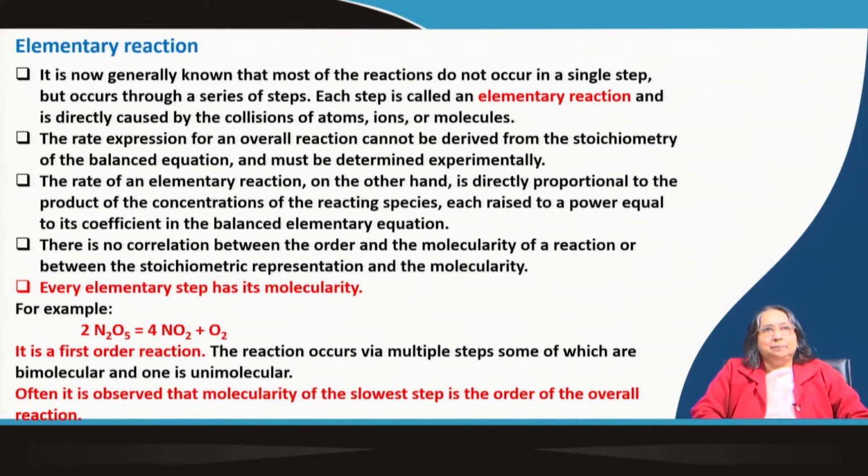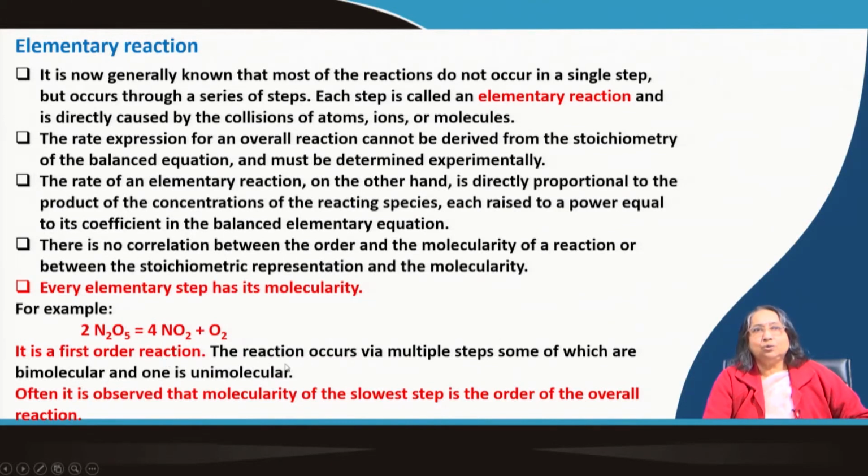Now, here is an example: nitrogen pentoxide. When decomposed, it produces NO2 and oxygen. You can see here it is a balanced equation, and the stoichiometry is 2. That means it is presumed to be a bimolecular reaction, but if you say this is a second order reaction, then you are not correct. Actually, experimentally, when we find out the order, we see it is a first order reaction.